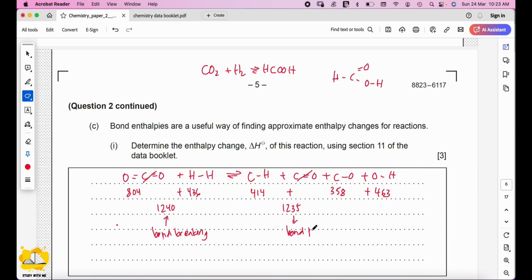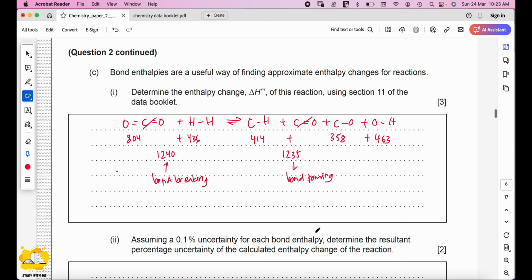So to calculate the enthalpy change, it will be the sum of the bond breaking minus bond forming. So let's plug into this equation. So it will be plus 5 kilojoule per mole.